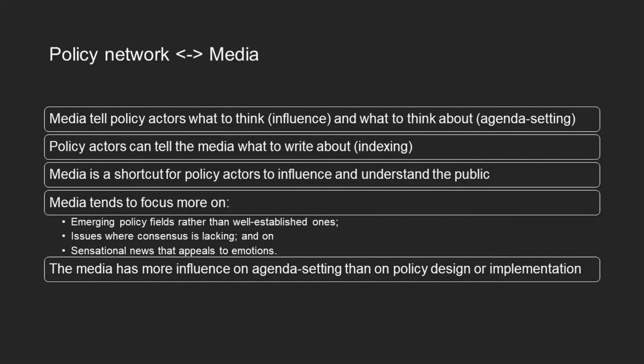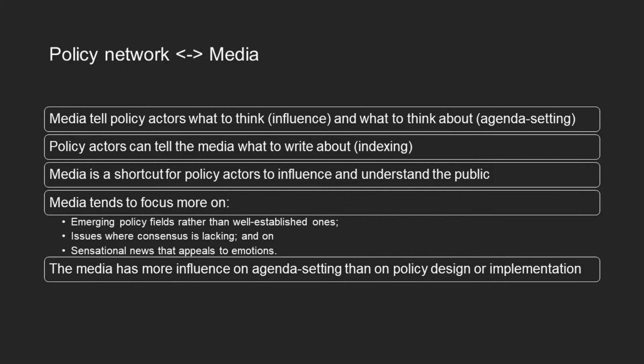The media, that said, doesn't focus on everything and nothing. It tends to focus on emerging policy fields rather than well-established ones. So it's not necessarily a function of importance. Things that tend to be innovative and new tend to be more covered. Media seems to cover more where you have a lack of consensus, and also when you can use sensational news that appeals to emotions. That probably feeds back into the fact that media needs to sell newspapers and therefore needs emotions to increase readership.